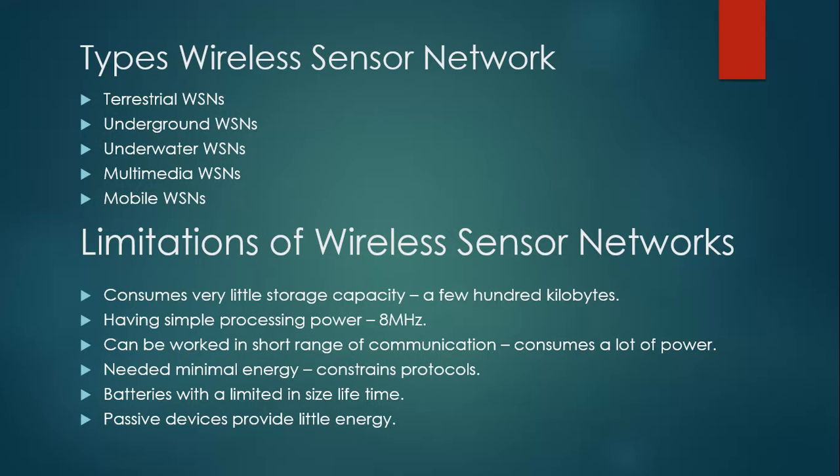Limitations of wireless sensor networks are: they have very little storage capacity, have simple processing power, can work only in short-range communication, need minimal energy, have batteries with a limited lifetime, and passive devices provide little energy.